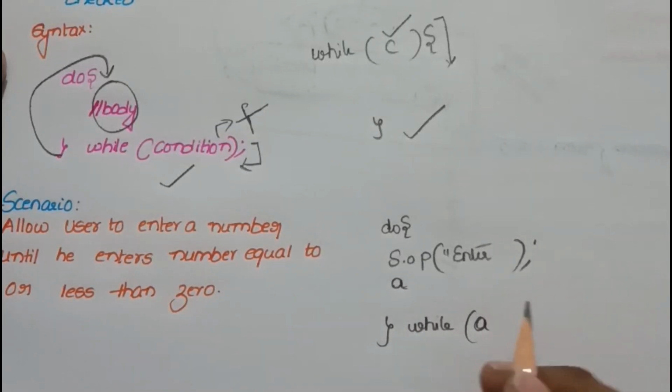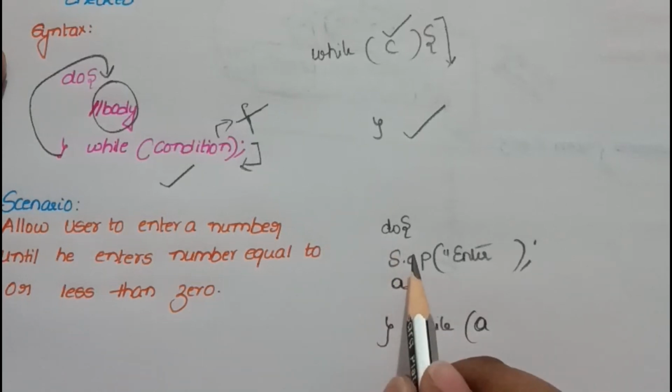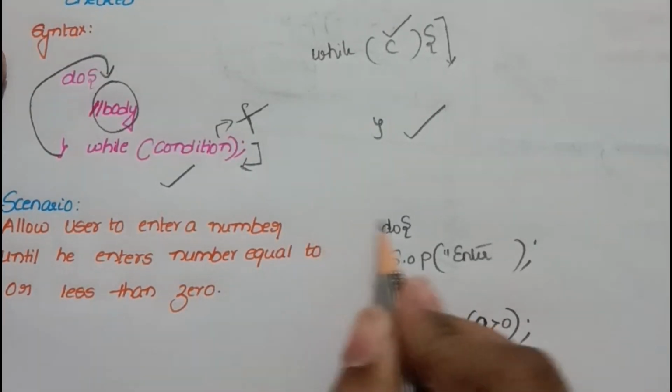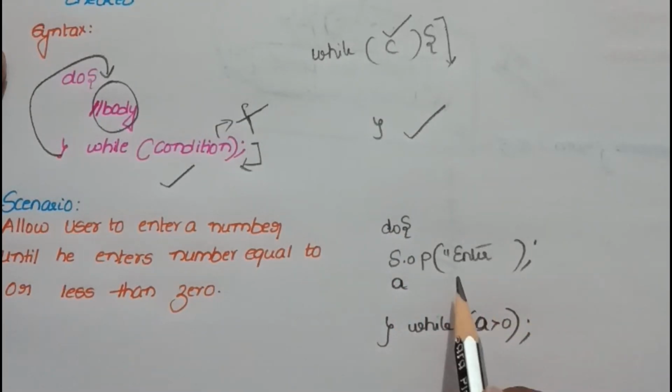Let's say this body should get executed again when a is greater than 0. So when a is greater than 0, go and execute this body again. In the second iteration, we will again ask the user to enter a number. He will enter a number and we check whether that number is greater than 0 or less than or equal to 0. If suppose this time the user entered a number less than 0, then this condition returns false and we will exit this do while loop.